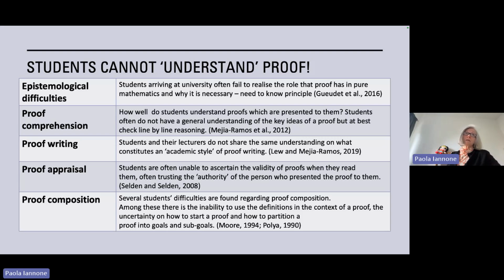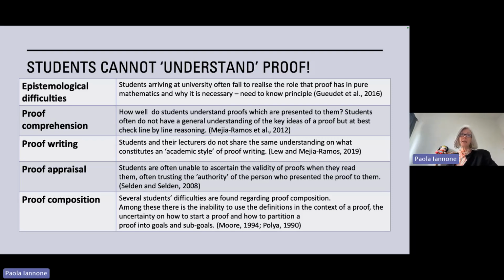But it's not only that. There are issues of proof comprehension. How well do students understand the proof we present to them? There is some evidence in the research that students don't generally have an overall understanding of the key ideas of the proof, but they usually at best check ideas line by line. They check line by line whether one line follows the other, whether this makes sense, but they're not really able to tell what the key idea is. So if I had to do a map of this proof, what would that be?